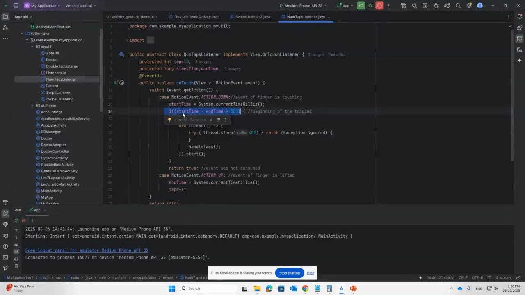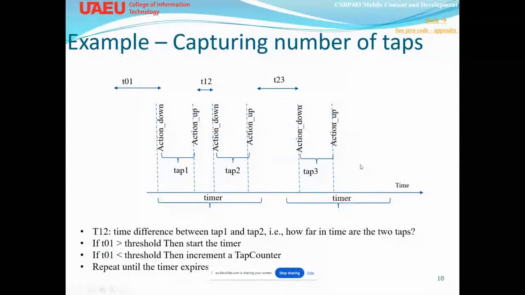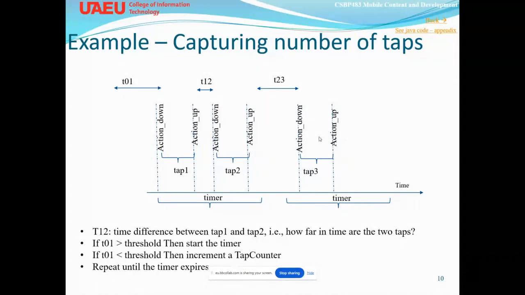And as you can see, we subtract start time minus end time. It has to be bigger than a certain amount of time. If I go to here, you notice that if you talk about the timer here, we are subtracting this action down versus the last action up previously. If this duration of time is very large, that means I should start counting from the beginning. Okay, that's why. But if they are not that much apart, that means they belong to the same tab.